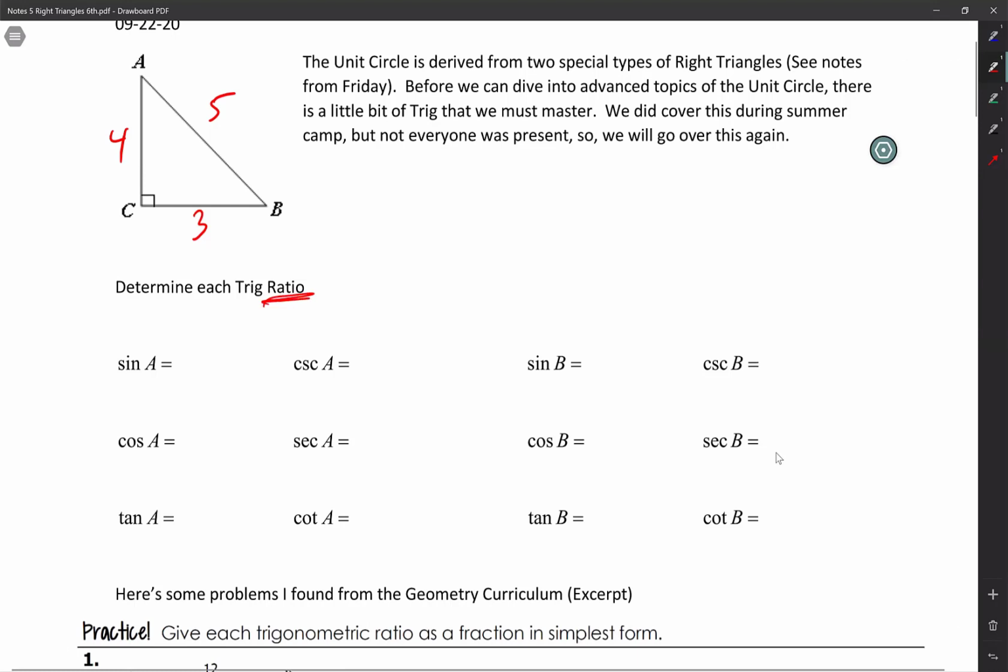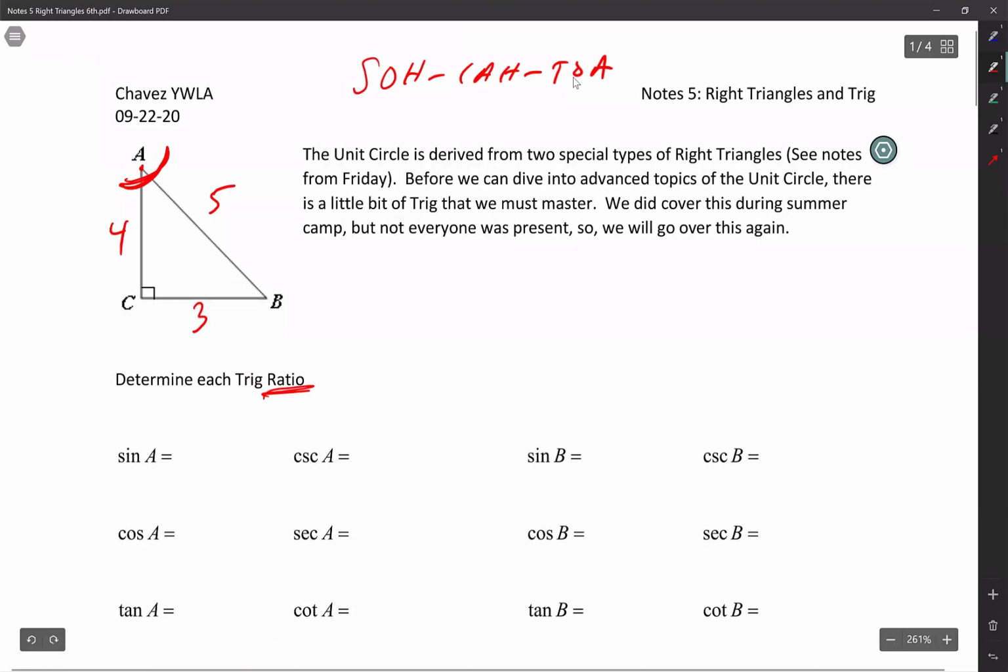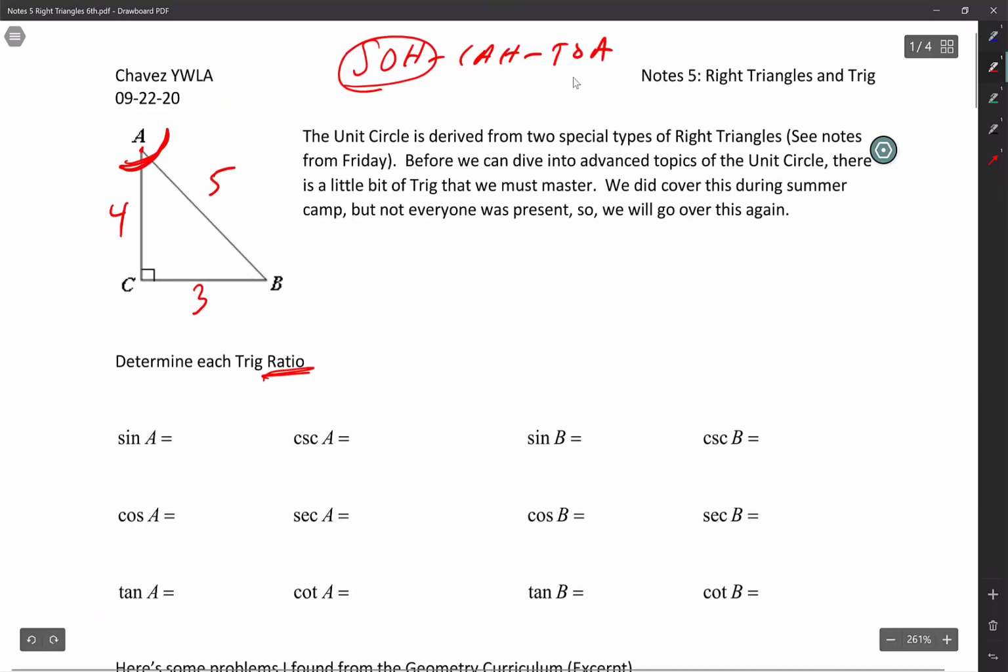So sine A, you look where angle A is at, or vertex A is at. So vertex A creates angle A. And you say, all right, sine A, and you have your SOHCAHTOA here, and sine A is just opposite over hypotenuse. So opposite is 3, hypotenuse is 5. Opposite of what? Opposite of that angle. See? So there it is.